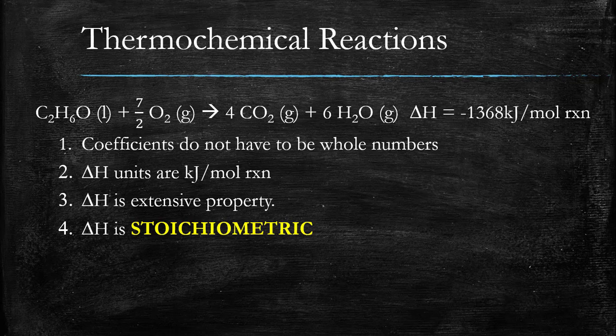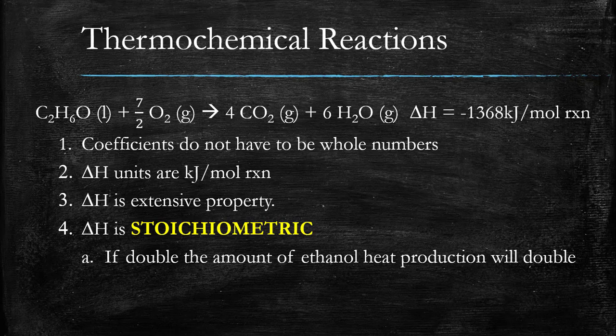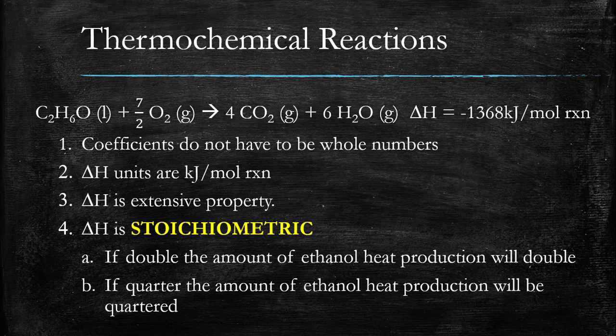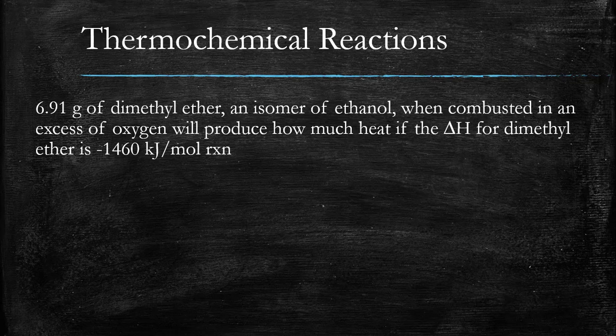Delta H value is stoichiometric. Notice the per mole of reaction. You can do stoichiometry calculations with the delta H. So for example, if you double the amount of ethanol being combusted, you will double the heat production. If you quarter the amount of ethanol, the heat production will be quartered. So let's just jump into an example.